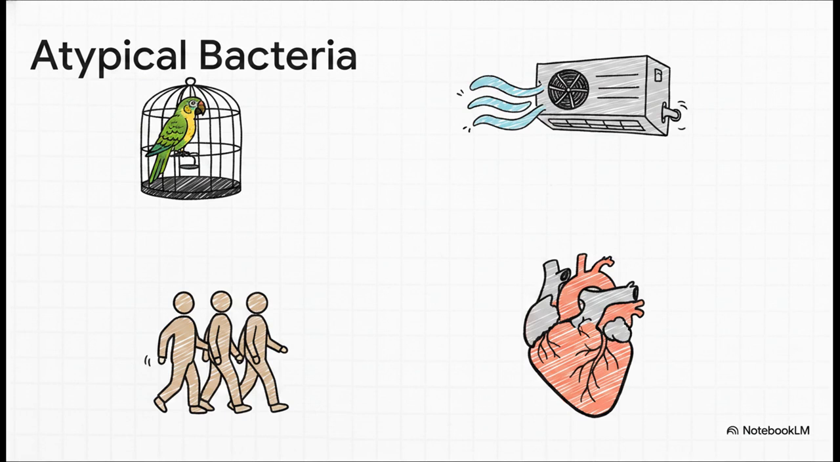Or consider a businessman who just got back from a hotel conference and suddenly has pneumonia accompanied by neurological seizures and dangerously low sodium levels. That is a textbook presentation for Legionella, which absolutely thrives in moist air conditioning plants.